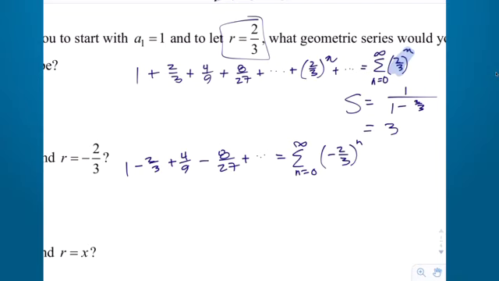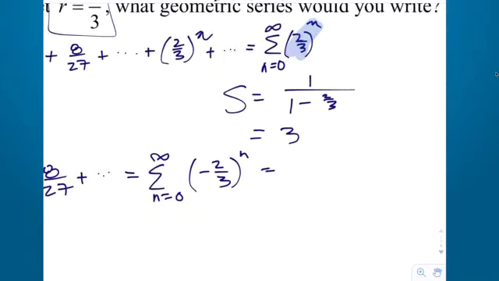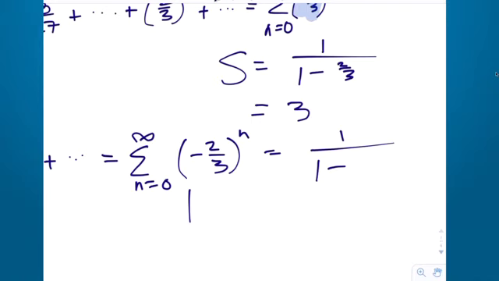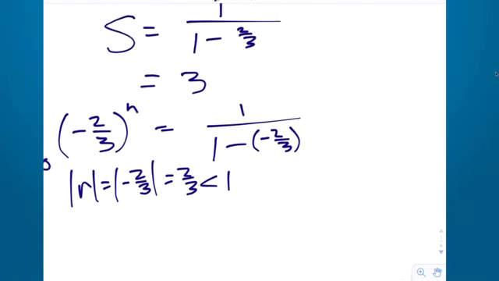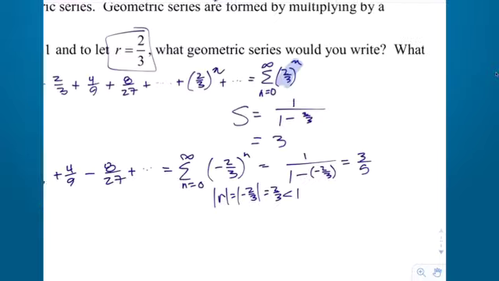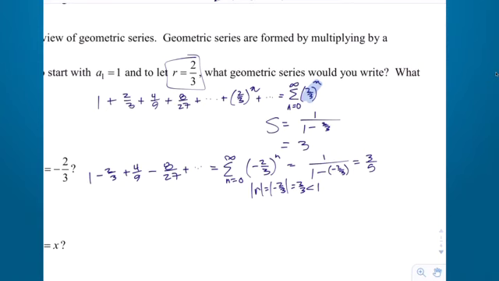Will this sum be bigger or smaller than 3? We're subtracting every other term instead of adding it, so it should be a smaller sum. The sum is still going to be the first term, 1 over 1 minus r. So remember, this will converge anytime the absolute value of r, which in this case is the absolute value of 2/3, is less than 1, but it always converges to 1 over 1 minus the actual r value. So that becomes minus a negative 2/3. So here we end up adding it. So we get 5/3 in the bottom, which is 3/5 in the top. So yeah, it converges, but definitely smaller than 3.